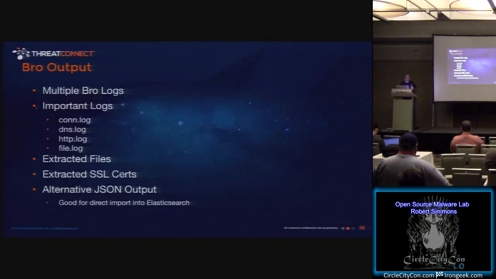Bro's output gives you multiple Bro logs. Some of the important ones are conn, DNS, HTTP, and files. You will get extracted files that you're going to want to send to Cuckoo. It also carves out SSL certs. Importantly, you can change a setting in local.bro, and then have Bro emit JSON instead of the typical tabular Bro output, so you can take that well-formed JSON and shove it directly into Elasticsearch or other document stores.